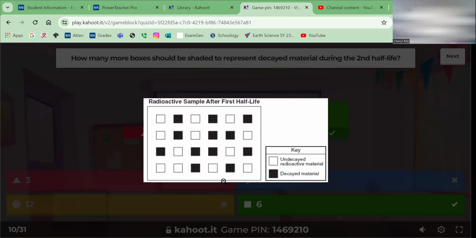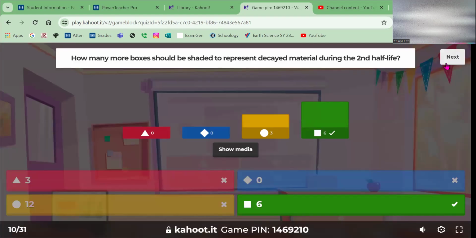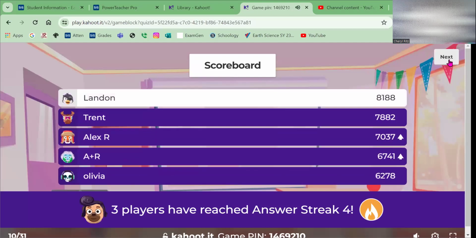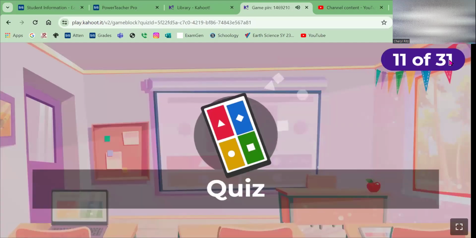Pay attention. What would the next half-life be? How many? 6 more need to be shaded. We'd lose 6 white and turn them into 6 black. That is classic. If you take your time to think about it, it's not difficult.